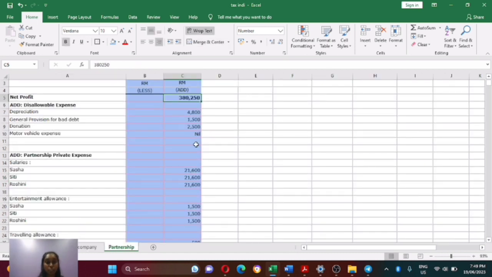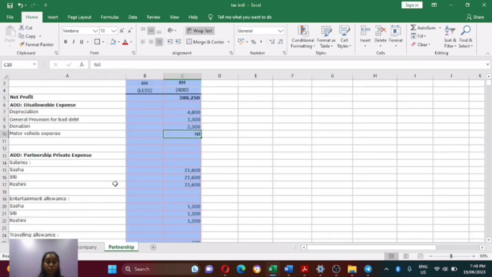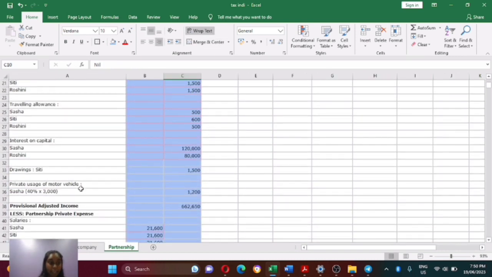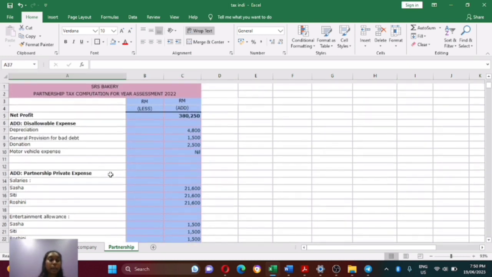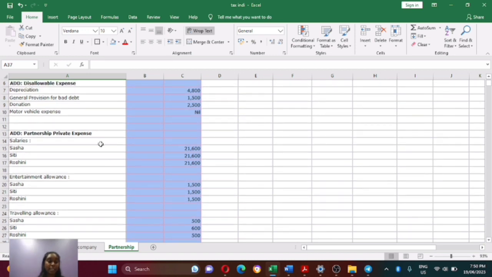For the motor vehicle expense, it is nil, but there is information that 40% of the motor vehicle is owned by the director, which is Shasha. I also get this information from the annual report. So that 40% I will add as private usage of the motor vehicle under the private expense. After adding the disallowable expenses, we have to add the partnership private expense.